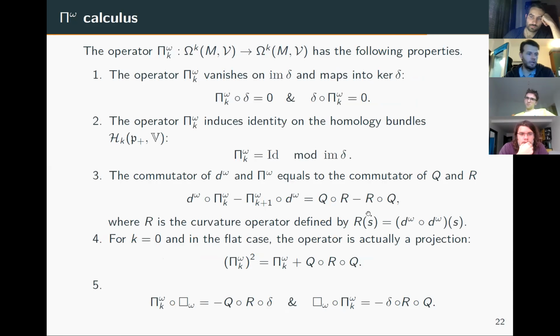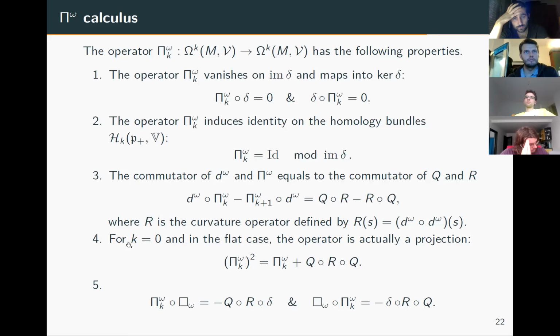And the rest is just playing with formulas and nice little calculus. So you just define that this generalized projection operator behaves in a nice way, that when you compose it with homology differential, it gives you 0. So it actually induces identity on these bundles associated to homology representations. You can calculate that the commutator of this twisted de Rham differential and this projection operator is given by curvature and this Q operator that I have just defined using this inverse.